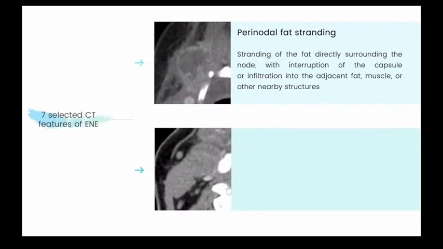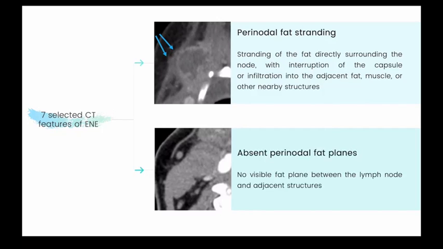Perinodal fat stranding is seen on CT as stranding of the fat directly surrounding the node, often with interruption of the capsule or infiltration of the adjacent fat, muscle, or other surrounding structures. Absent perinodal fat planes, as demonstrated here with a heterogeneous lymph node directly abutting the adjacent muscle without a visible fat plane between the two structures.